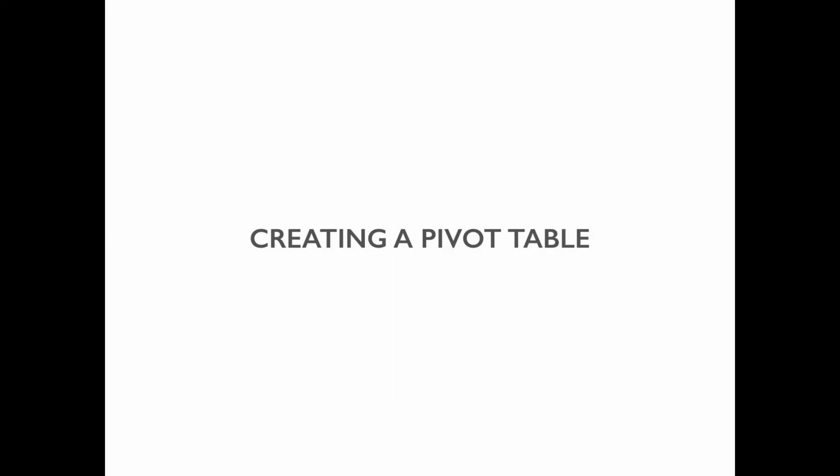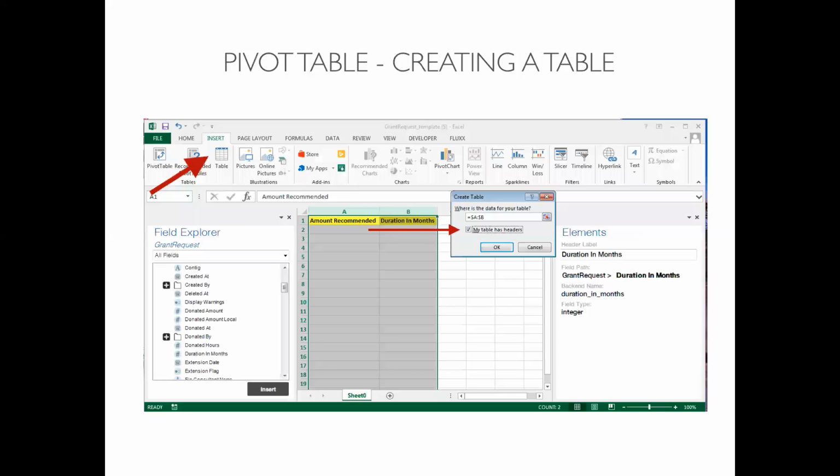So say, for example, you wish to look at the average amount recommended by the duration of months for the grant. To do so, you would first download a blank base template for a request model, open the document, and insert the fields amount recommended and duration in months. As you can see, we've done that here.